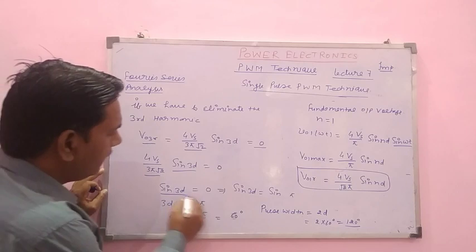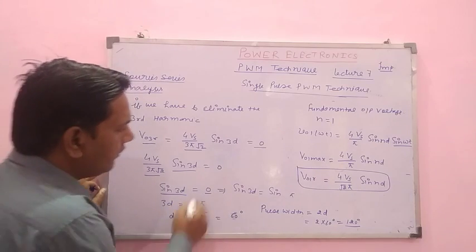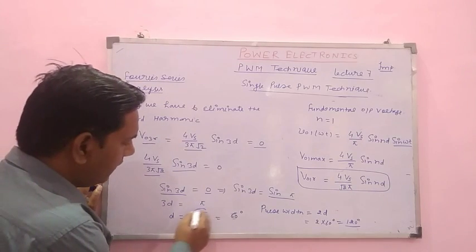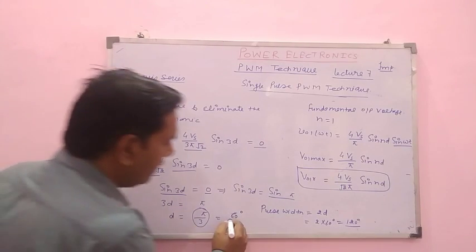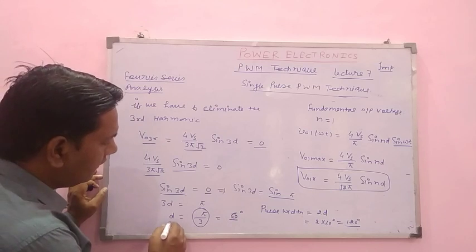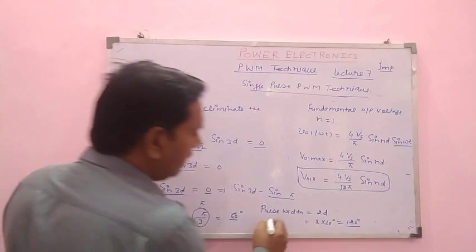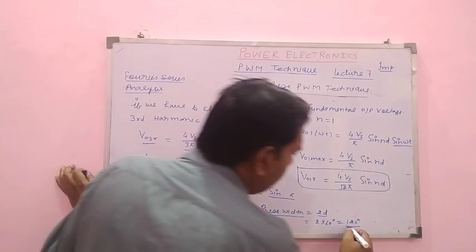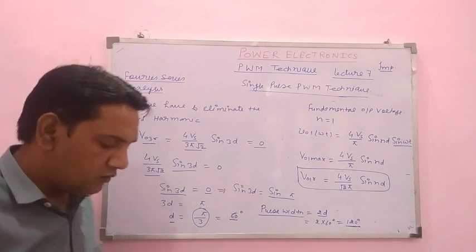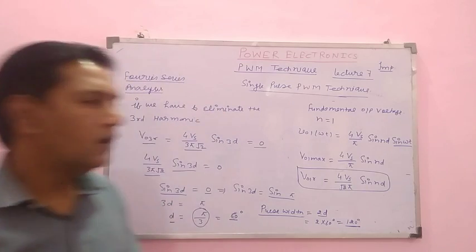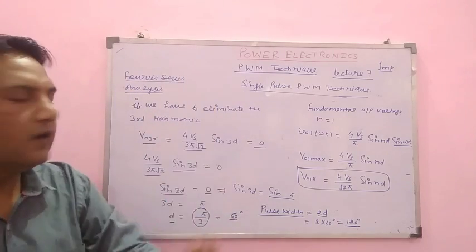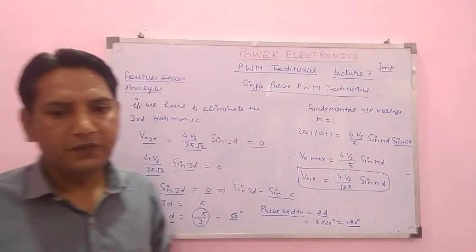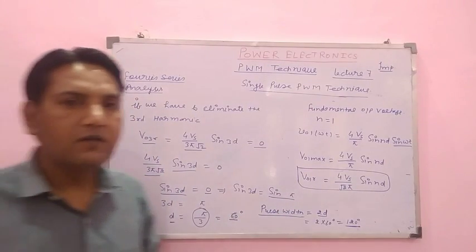It means sin 3d will be equal to 0, and we can write 0 as sin pi. So d will be pi upon 3, that is 60 degree. So 60 degree is the value of d, but the total pulse width required is 2d, so it will be 120 degree. So in this way we can eliminate the lower order harmonics, that is the third harmonic, fifth harmonic, and seventh harmonic, for different pulse widths. So dear students, that is all for today's lecture.